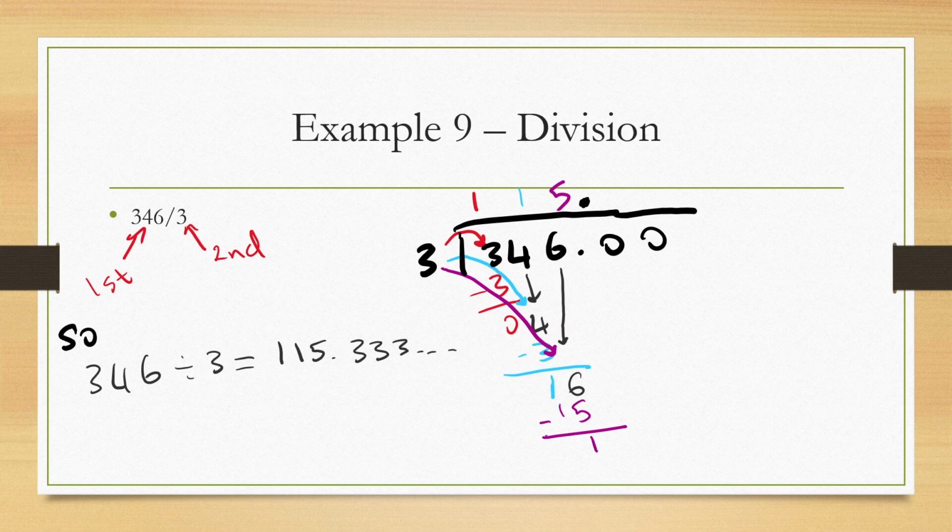Now what we're going to do is bring down the 0. Okay. Now this value becomes 10. Now we're going to see how many 3's fit into 10. Well, I know that 3 times 3 is 9. So we're going to subtract 9 from 10. This is going to give us 1. So if we keep doing this, we're just going to end up with 115.3333. So I'm not going to draw the others, but this is the general process.